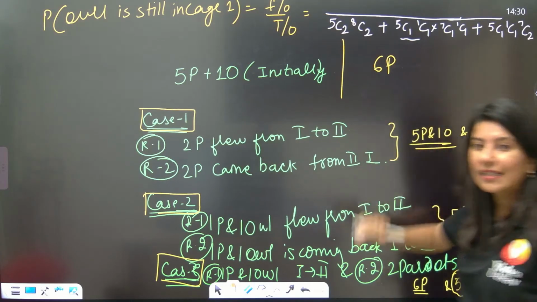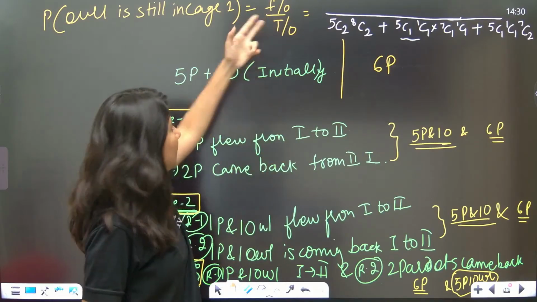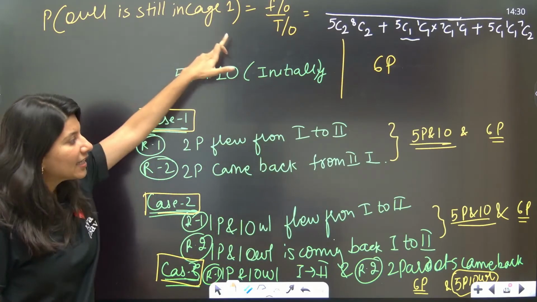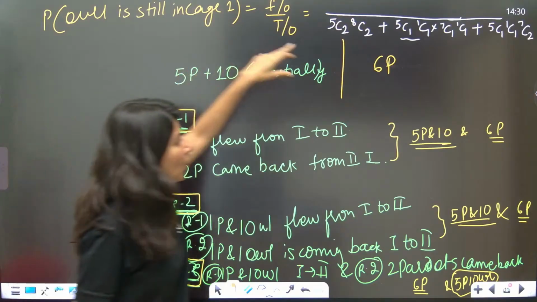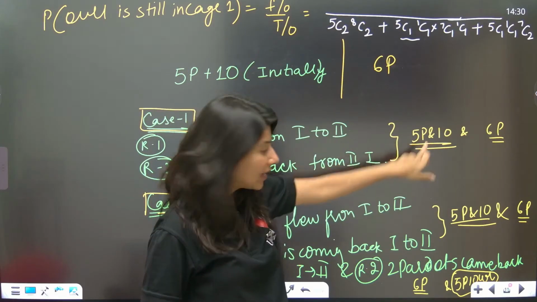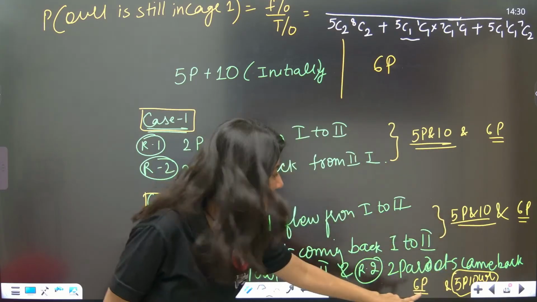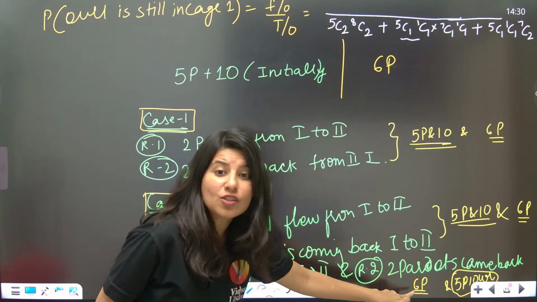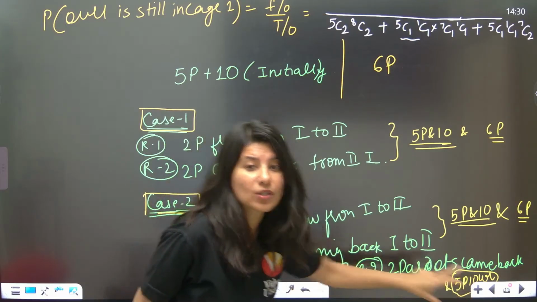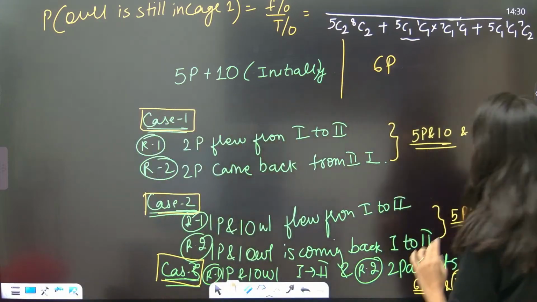You don't want any owl to come back. This is your denominator. The numerator will be what? Owl is in cage 1. Can you see owl is in cage 1 in case 1? Owl is in cage 1 in case 2. But in case 3, cage 1 is not having the owl; cage 2 is. So I am going to remove this case from favorable outcomes. So this is the third case.